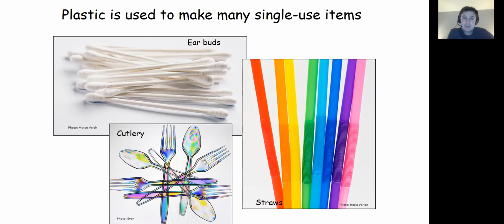You throw it away. Cutlery. Plastic cutlery that you might get from a takeaway or a fish and chip shop or something like that. I guarantee that doesn't get used very much more than once.